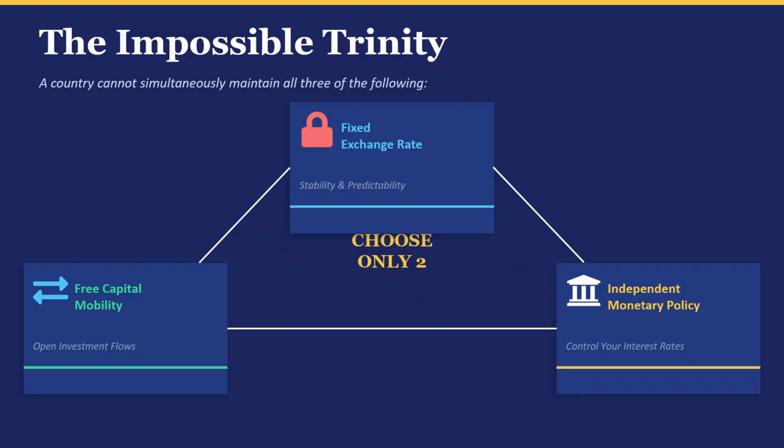But the Mundell-Fleming model proves that you can only pick two. You cannot have all three at once. And here's the intuition for why. If you fix your exchange rate and allow free capital mobility, your interest rate is immediately set, tied to the world rate, and the moment you try to change it, capital will flood in or out to arbitrage the difference, and your exchange rate would break, and you've lost your monetary independence.